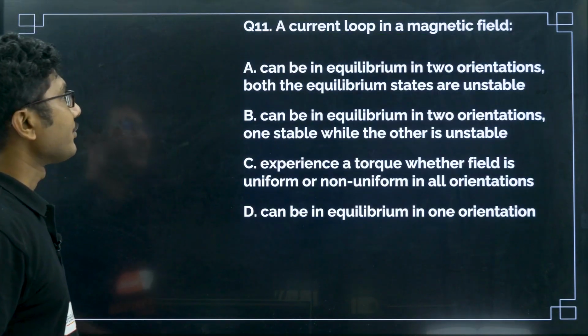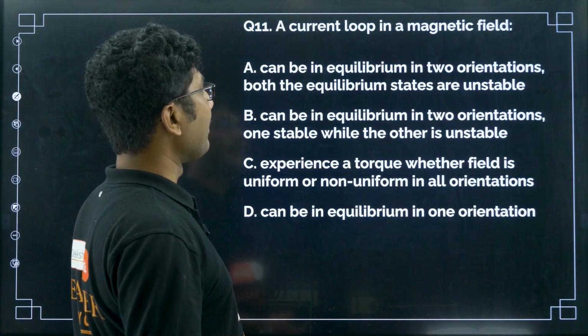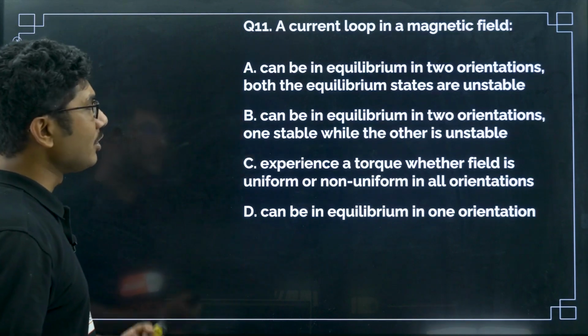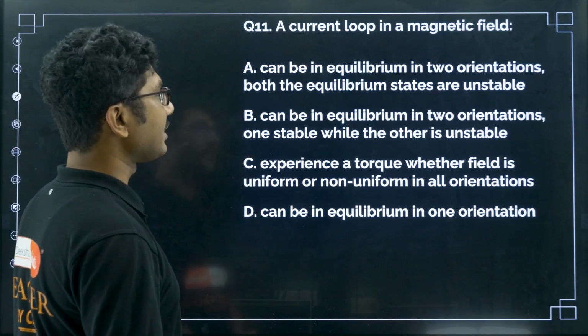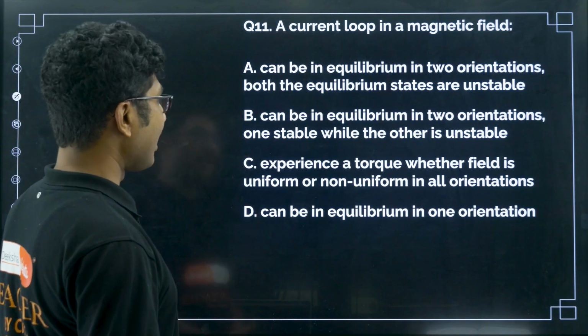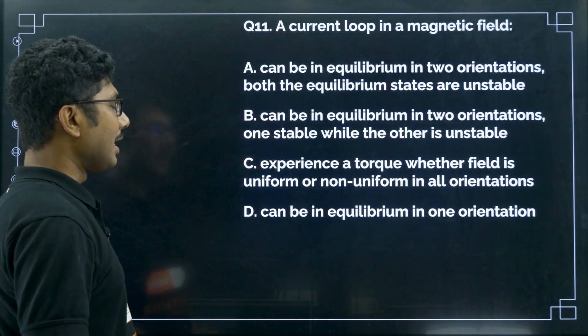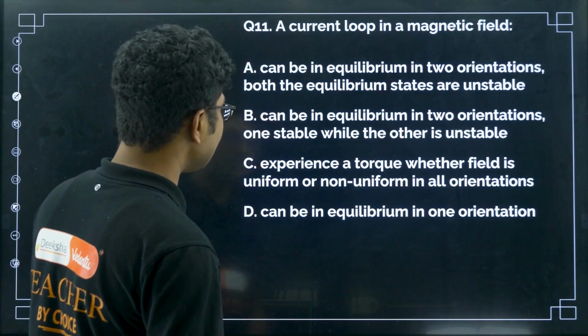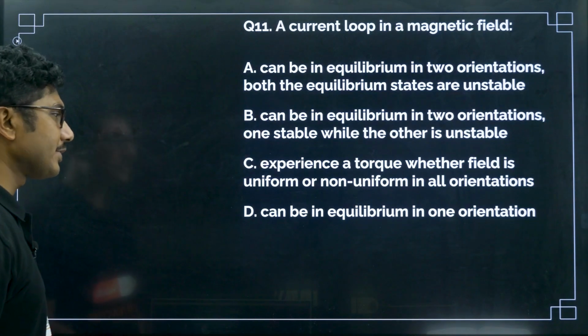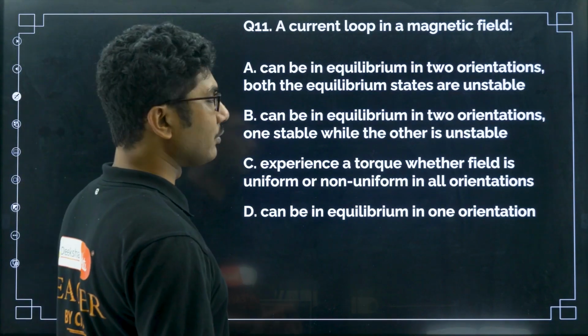Now let's move on to question number 11. A current loop in a magnetic field can be in equilibrium in two orientations. Both equilibrium states are unstable. Can be in equilibrium in two orientations, one stable while the other is unstable. Experience a torque whether the field is uniform or non-uniform. All orientations. Can be in equilibrium in one orientation.